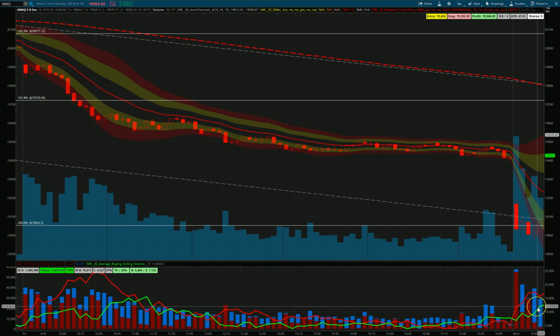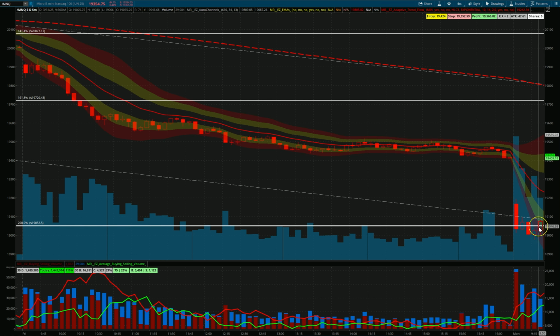Pressure, pressure, pressure. But what do you have? You have the red, or the selling, exceeding the green. So that's making for general overall downtrend as it stands right now.